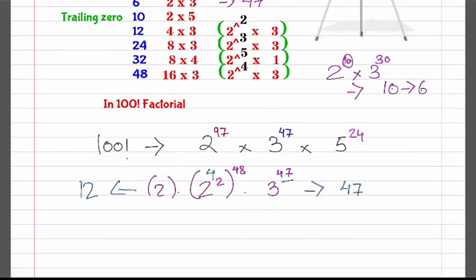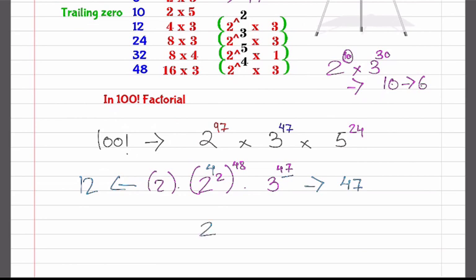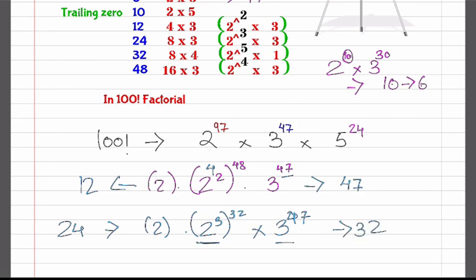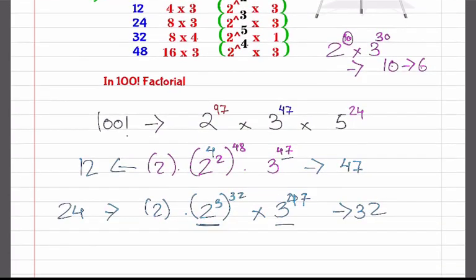Similarly, if I ask you what is the highest power of 24, you will write 2 raised to 3. So 3 3's are 9, this is 2 raised to 32, and 32 into 3 is 96. 1 2 will remain here. And what is 3 raised to 47? So what do I need to form 24? I need 1 8 and I need 1 3. How many maximum 8's do I have? 32. So how many 24 can I form? 32. So what is the highest power of 24 in my 100 factorial? It will be 32.